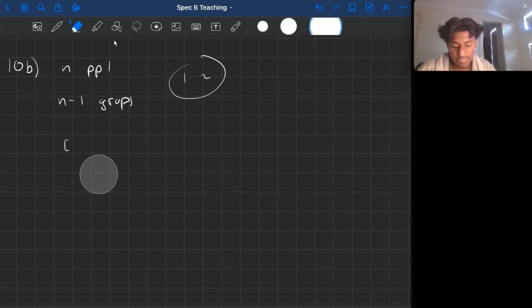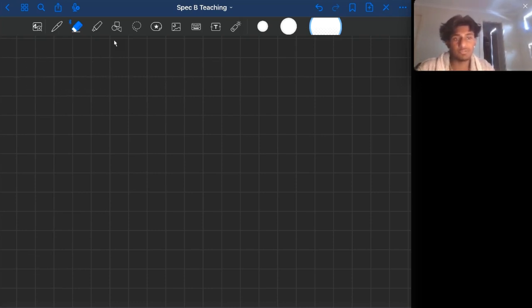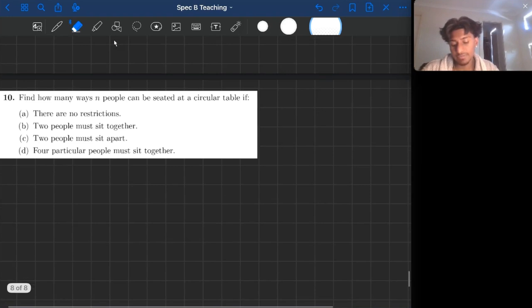Keep in mind, if you see any mistakes I make, then put it in the comments and I'll fix the video. But me and my student both solved these same questions and we came to this answer. So I don't think they're incorrect, but if there is something that's slightly off, just let me know and I'll fix that. So now we're going to be 2 people must sit apart.